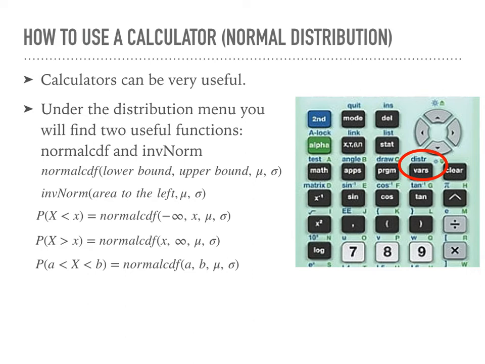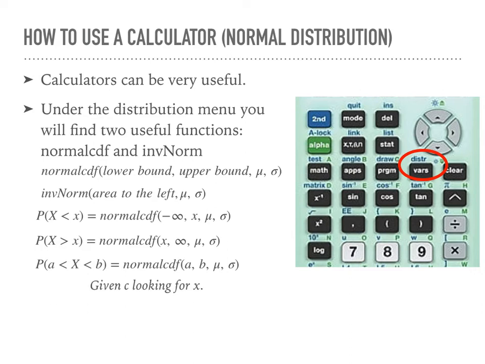So if you have the probability of x is less than little x, you're doing normal CDF of negative infinity, comma x, comma mu, comma sigma. If you're doing probability x is greater than little x, you have normal CDF x, comma infinity, comma mu, comma sigma. And if you have the probability that x is between a and b, you have normal CDF a, comma b, comma mu, comma sigma.